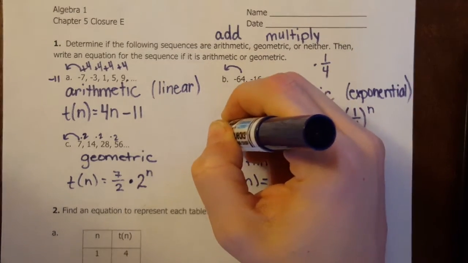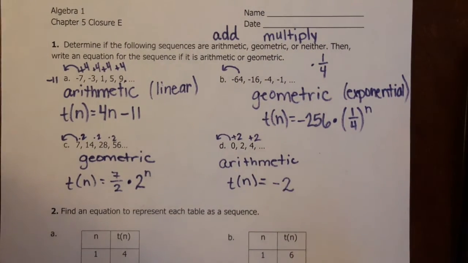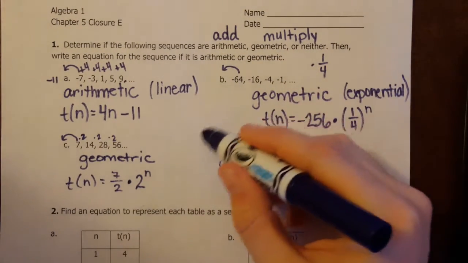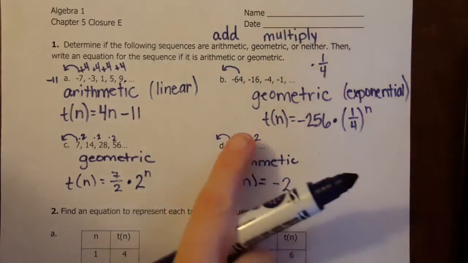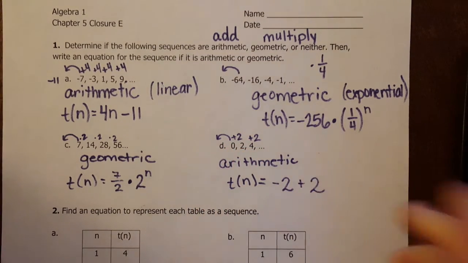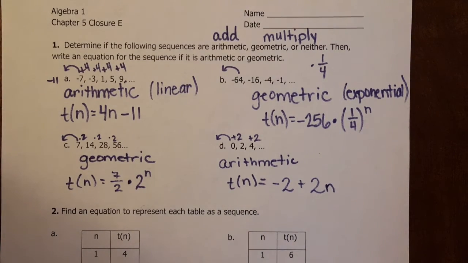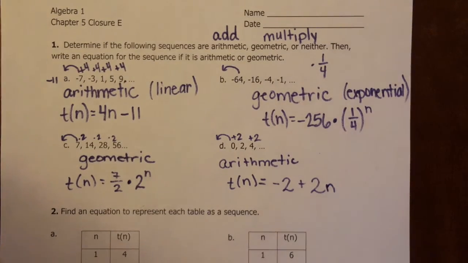I'm going to go backwards to find my 0 term, which is going to be -2, because I'm subtracting 2 when I go to the left. I'm adding 2 when I go to the right. So I'm adding 2, and I'm adding over and over and over again. So I do not have an exponent. I just have a regular n. Okay, and that's it for number 1.